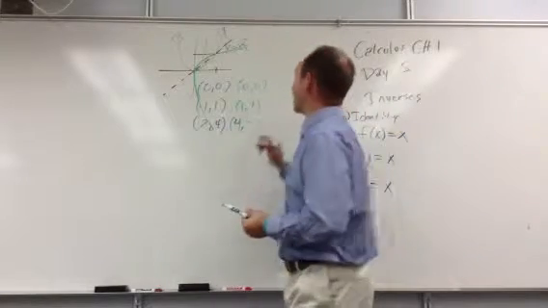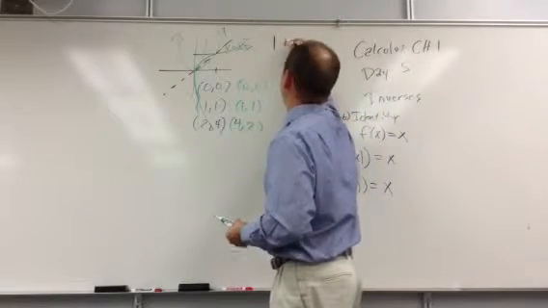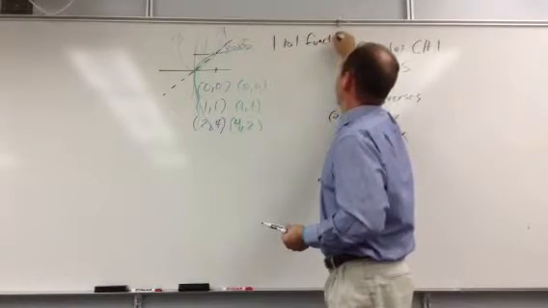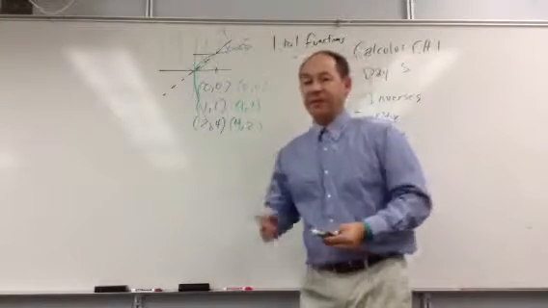So for our sake, let's just say, will it have an inverse that will also be a function? And if that happens, the function is called one-to-one. So one-to-one functions are functions, and their inverses are functions.